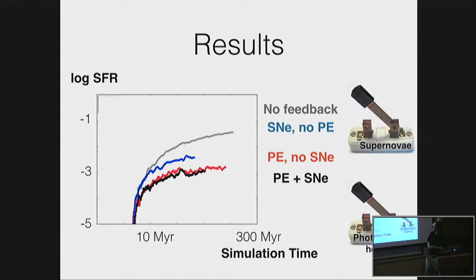masses per year. When we turn off supernovae, we get the red line, and you'll notice that it's not very different. Whereas if we turn off photoelectric heating, you get the blue line, and the star formation rate is 5 times higher. So what that tells us is that actually it's not supernovae, but more photoelectric heating, which is determining the star formation rate in these galaxies.